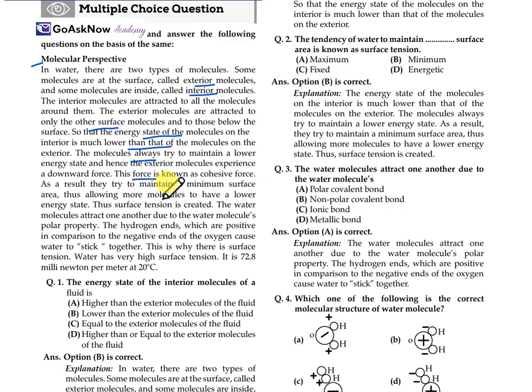As a result, they try to maintain the minimum surface area, thus allowing the molecules to have a lower energy state. Thus, surface tension is created, and water molecules attract one another due to their polar property. The hydrogen ends, which are positive, are attracted to the negative end of the oxygen, causing water to stick. This is why there is surface tension. Water has a very high surface tension, which is 72.8 millinewton per meter at 20 degrees Celsius.